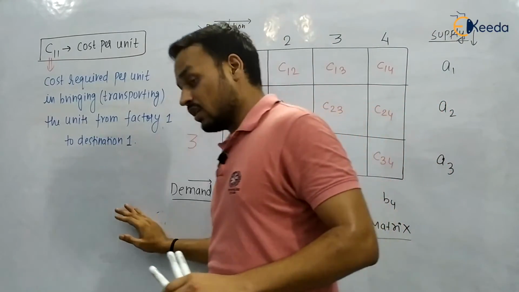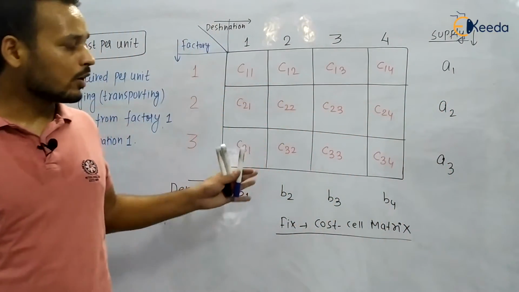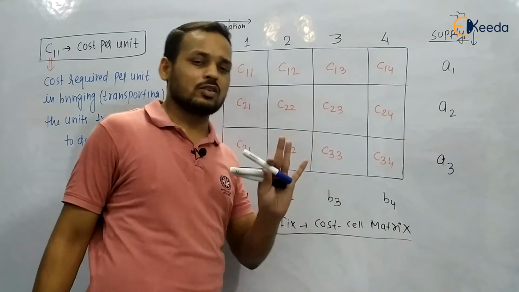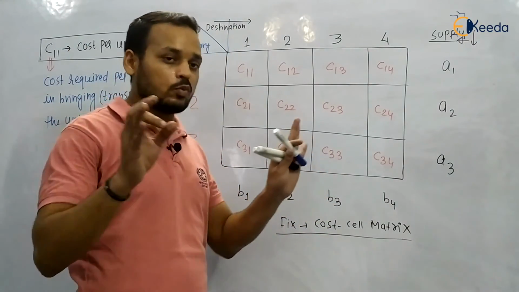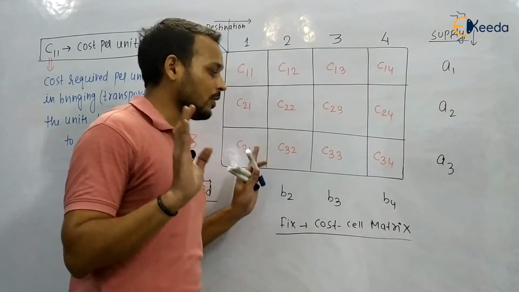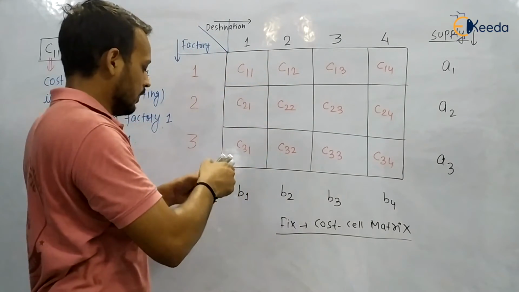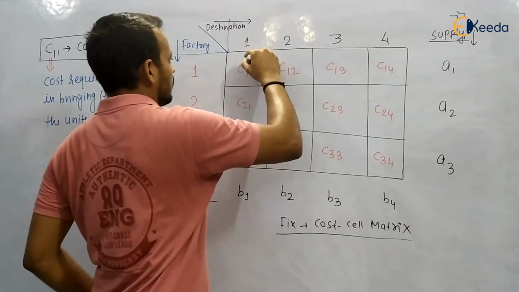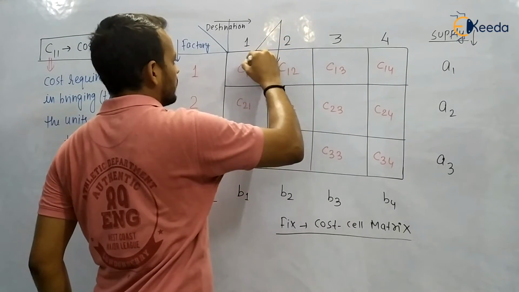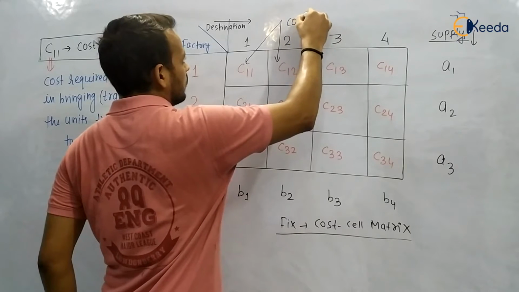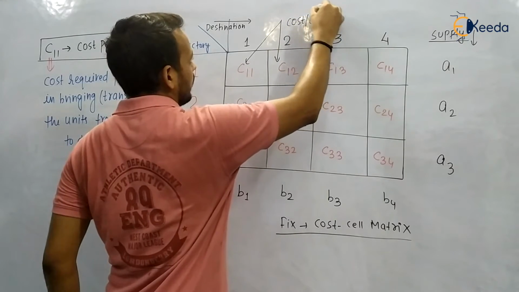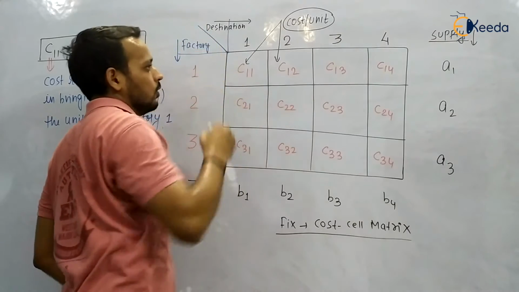So these things are clear. These are just the basics. We will see how we are going to do it with the help of methods. Very simple, you just have to follow the steps. Basic steps are there. So these represent the cost per unit. You can also write here, these are the cost cells and these represent the cost per unit.